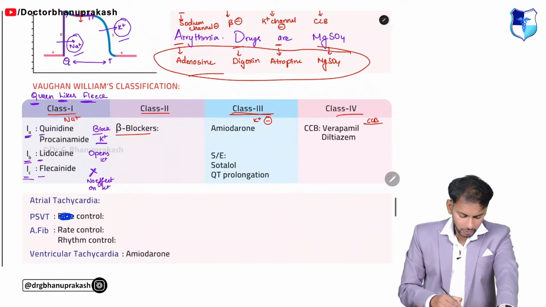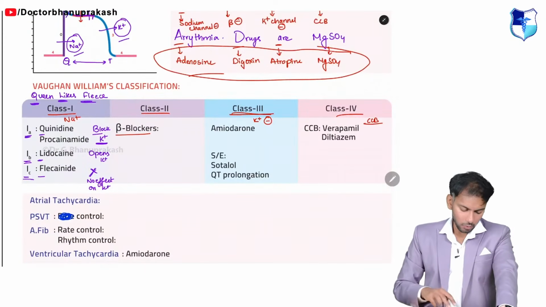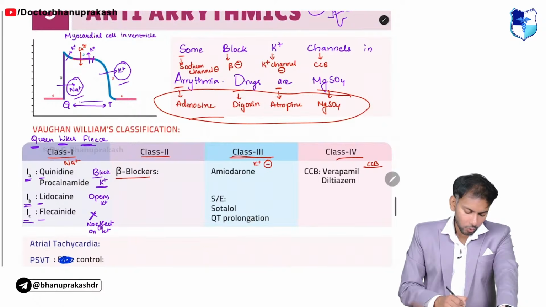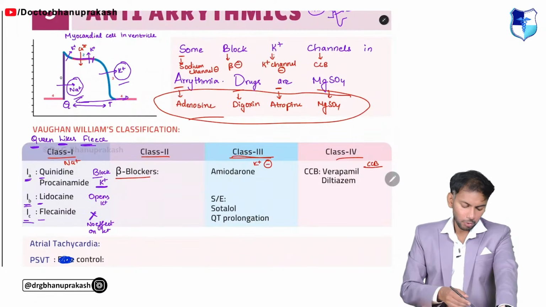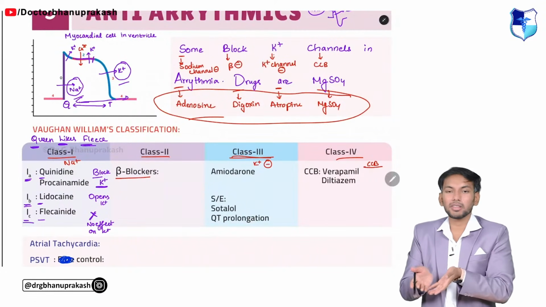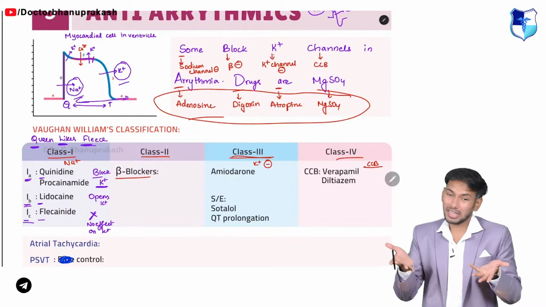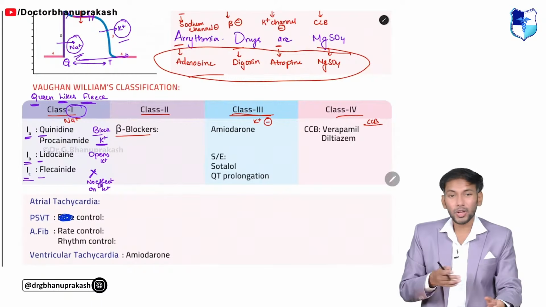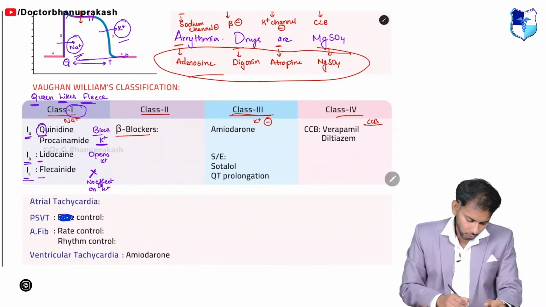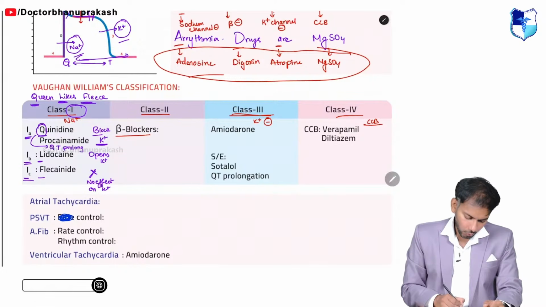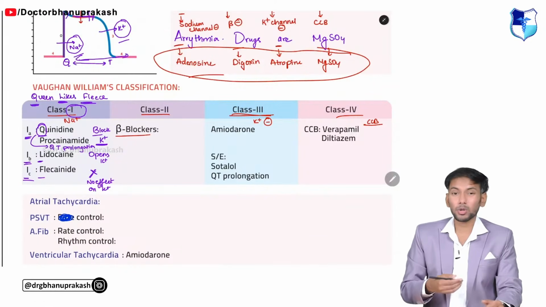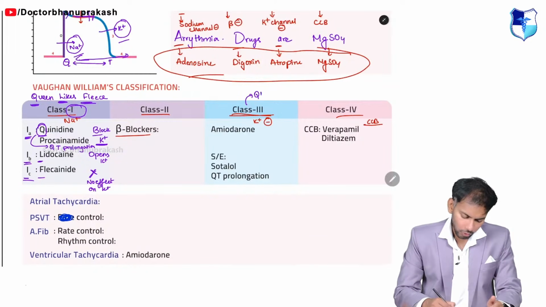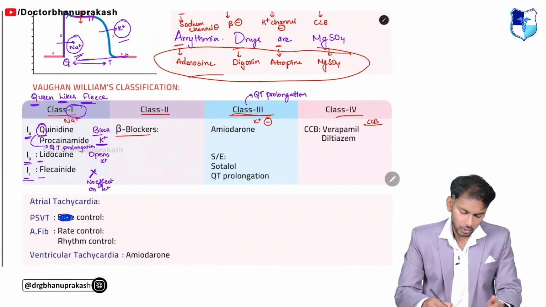If it blocks potassium channel, what will happen? There will be QT prolongation, because potassium is almost everywhere in the repolarization. So 1A drugs will themselves cause QT prolongation. If you cannot remember box, just remember Q for Q. Quinidine will cause QT prolongation. I told you potassium channel blockers will cause QT prolongation, so this will also cause QT prolongation. These are the most important MCQs that are being asked.